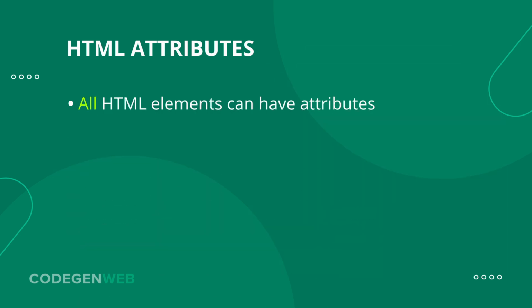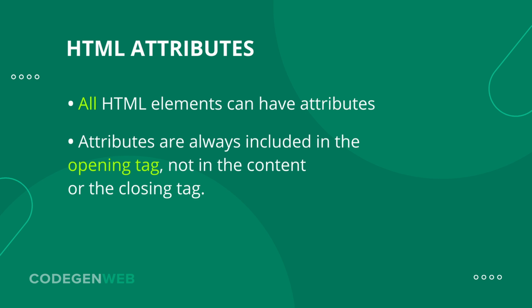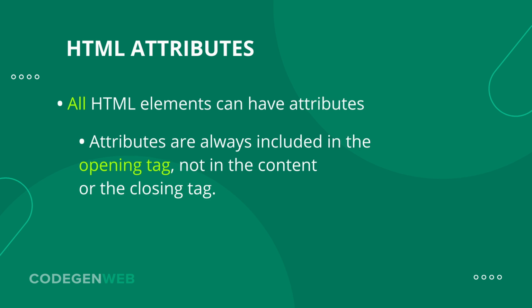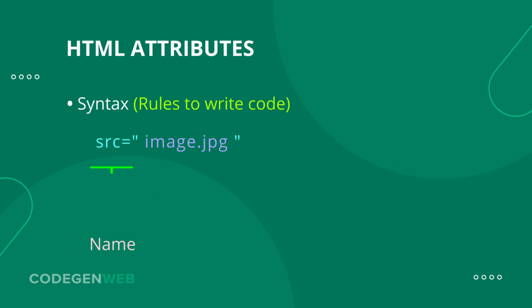A few key things to remember about attributes. Every HTML element can have attributes, but attributes are always included in the opening tag, not in the content or the closing tag. The syntax for attributes is simple. It's a name and value pair. For example, this has src as the attribute name and the file path as the value.